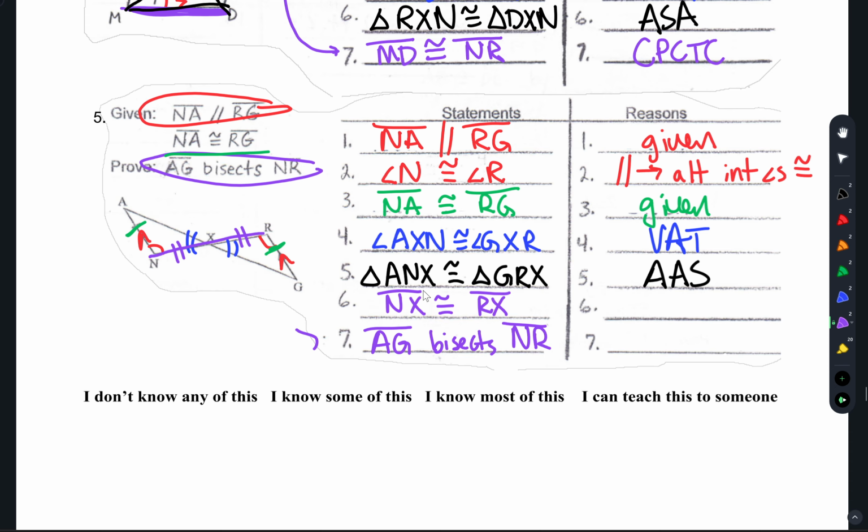How might we say that those two things are congruent, do you think? What would be our reason, Casper? Hold on, we're not there yet. How do we know step 6? How do we know that NX and RX are congruent? Huh? I heard. What is the reason that we know NX and RX are congruent? Anna. Yup, CPCTC. And now step 7, how do I know AG bisects NR? Definition of segment bisector.